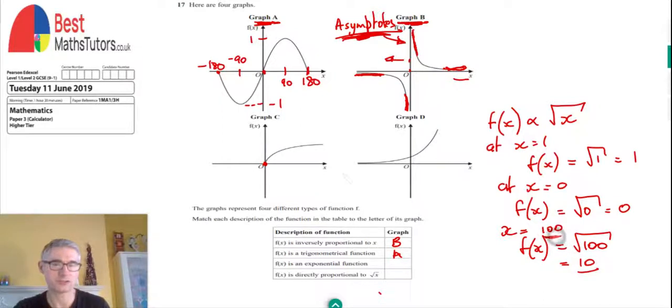So we can see that as x increases, f of x starts to be smaller than actually x. Well, that's this graph, because we can see that x is getting big, going in this direction, and although f of x is increasing, it's not increasing quite as quickly. So graph C is the one that's directly proportional.